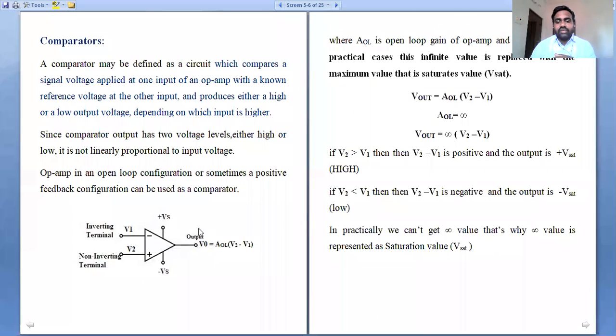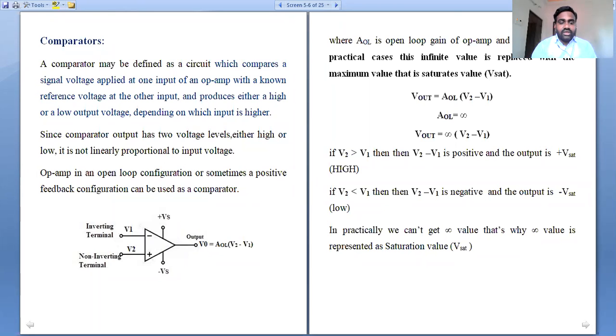Okay, that means the behavior of output can be low or high. If we go towards a very high saturation, a high value, that is represented as plus V saturation, and if we go for a low saturation point, that is represented as minus V saturation.